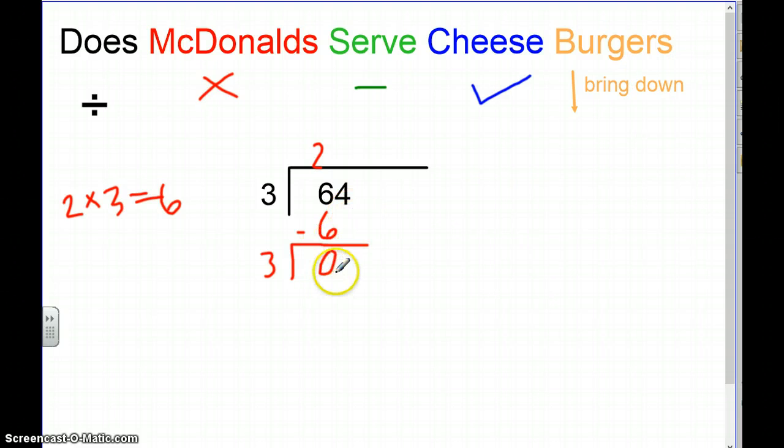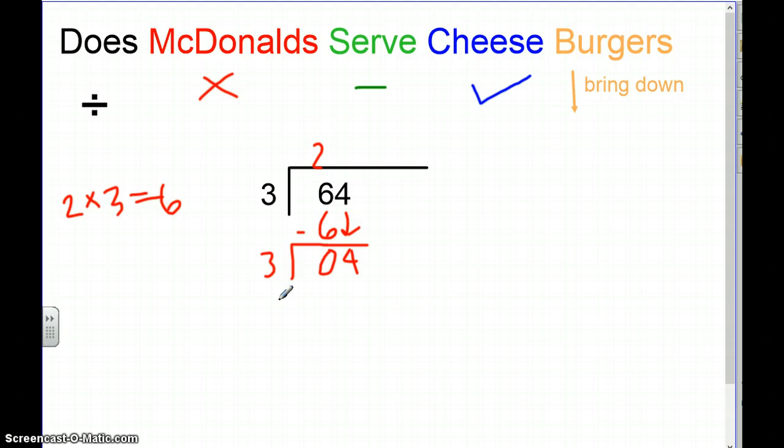We now have to bring down. Okay, our problem is not done. Even though we have a 0 here, we haven't dealt with the number in the ones place. So we need to bring that number down. And we now have 4. Okay, so we've done step 1, 2, 3, 4, 5. We are going to start over at the beginning with division. And we have this lovely new house with a new division problem, right?